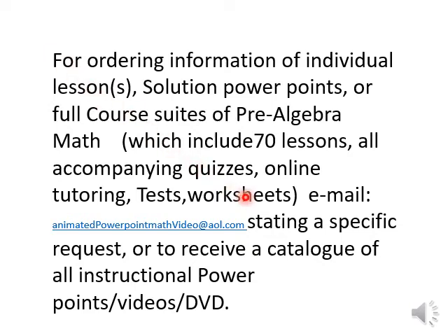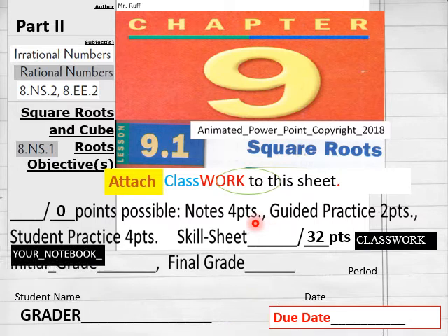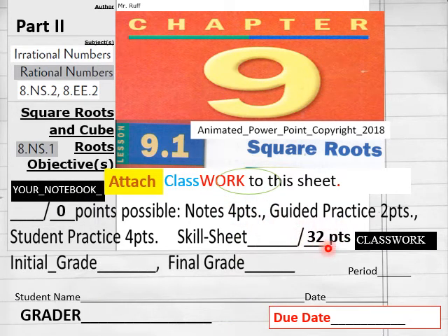Hello everybody, getting ready to do lesson 9.1 part 2 today of pre-algebra math. 9.1 part 2 has 32 points on your classwork sheet. Have that out in front of you now. It's about square roots. Put your name, date, period here, students, on your paper.